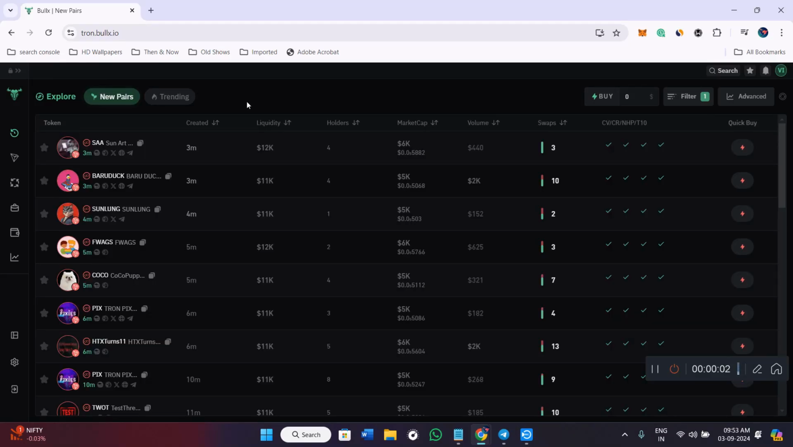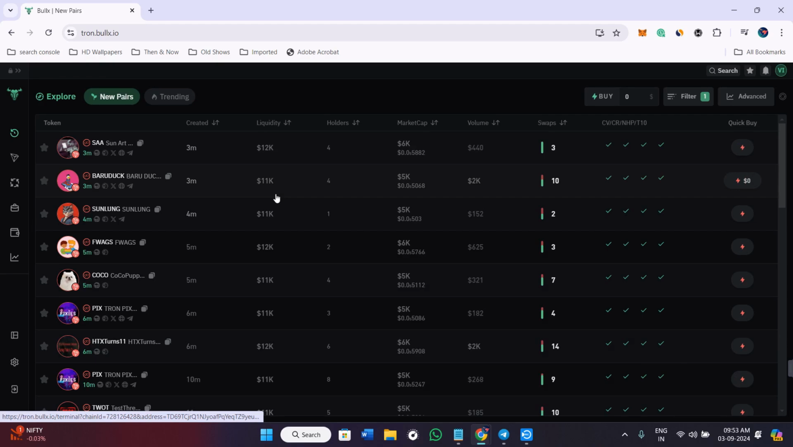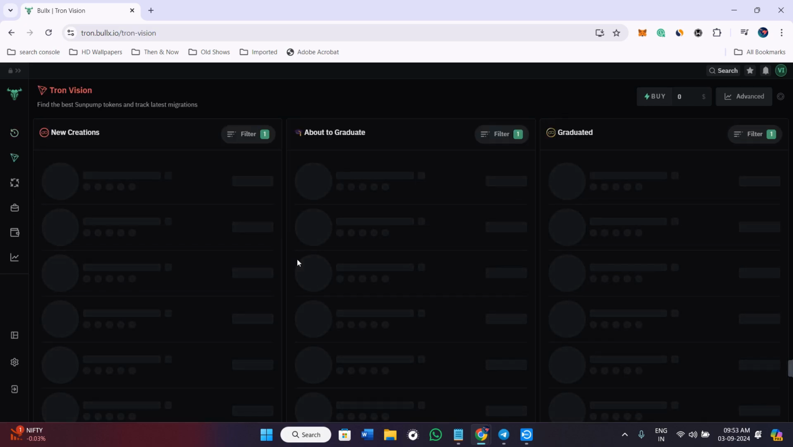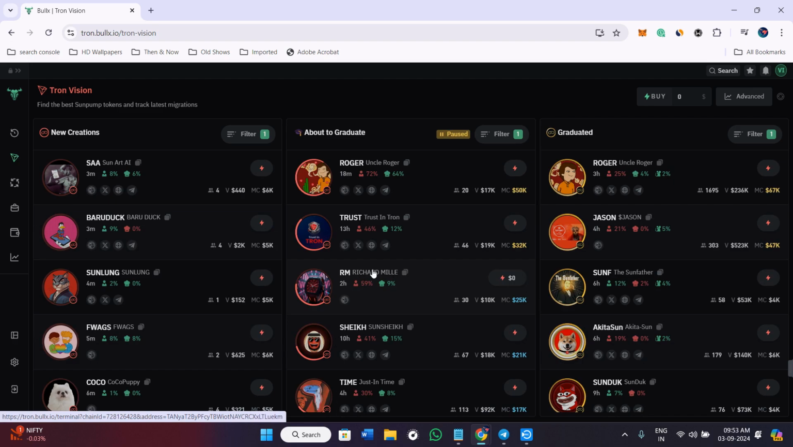Hey everyone, welcome to today's latest update on Bullx, which is the top decentralized exchange for meme coins. So today we are diving into the exciting new Tron-Vision feature on Bullx, where Tron meme coins are now available for trading. This major development will reshape the way you interact with Tron's meme coin ecosystem, offering more opportunities for profitable trades. So stick around to learn about its powerful features and how you can gain early access.